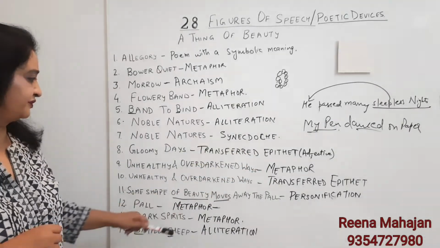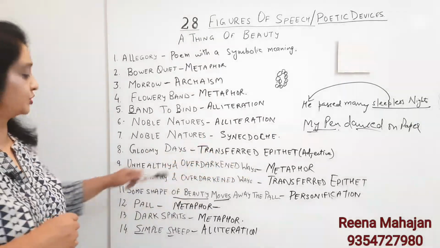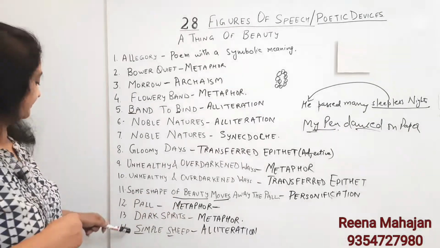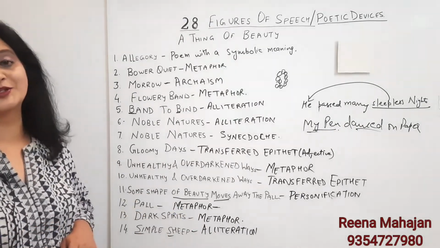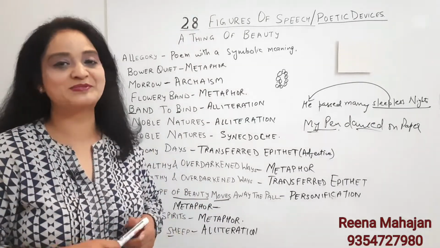Unhealthy and over darkened ways is again transferred epithet. Pall is metaphor. Some shape of beauty moves away the pall is personification. Pall is metaphor. Dark spirits is metaphor. And simple sheep is alliteration. These are 14. Now come to the next 14 figures of speech in this poem.